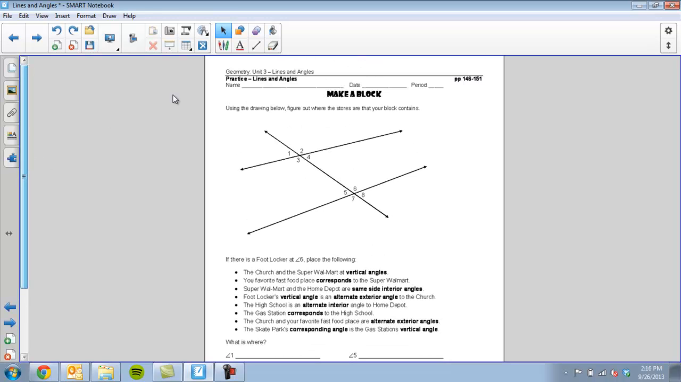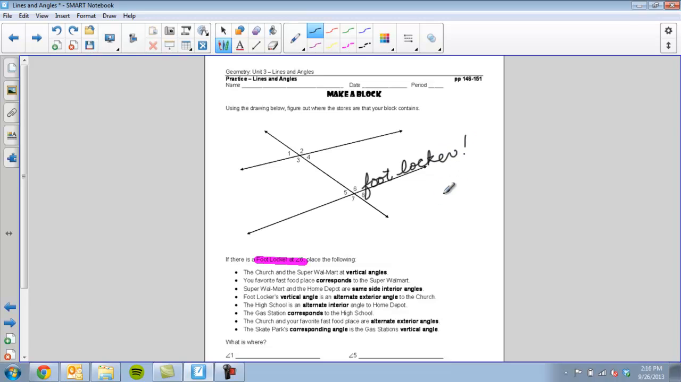So I'm even so nice that I'm going to point out that you start with footlocker at angle 6. So what I like to do when I'm working problems like this, and it gives me something, is go to angle 6 and write footlocker. Actually label your picture.